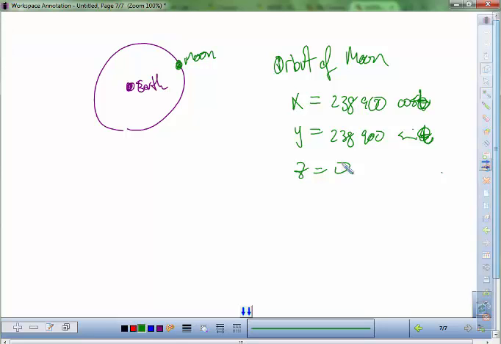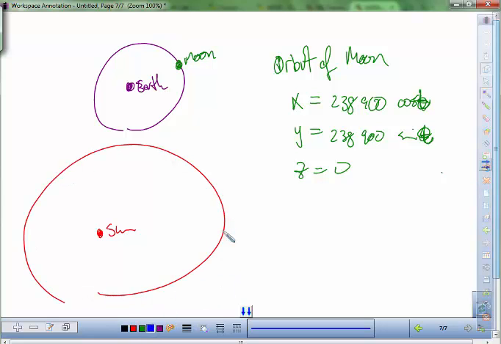Okay. All right, so now here's the really cool part that I want to get at. What if we go back and have the sun be the center? The Earth is going to revolve around the sun, and at the same time, the moon is going to revolve around the Earth. So now, if the sun was the origin, how can we follow the path of the moon?